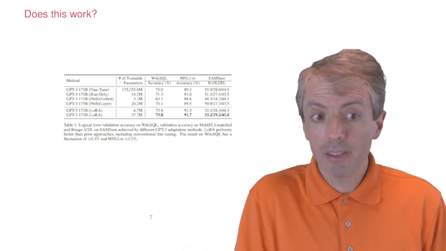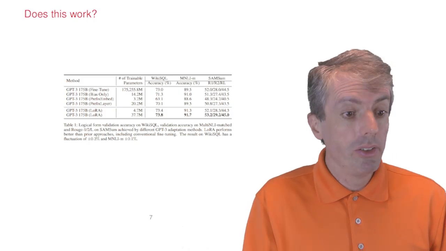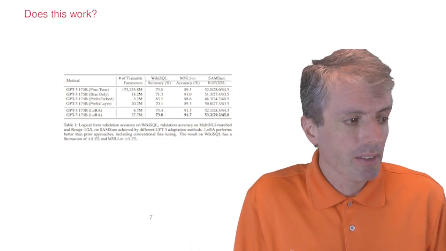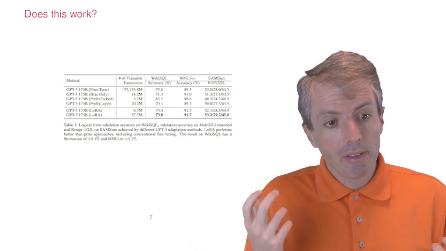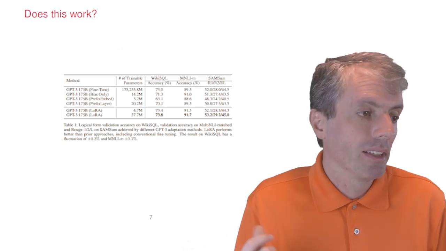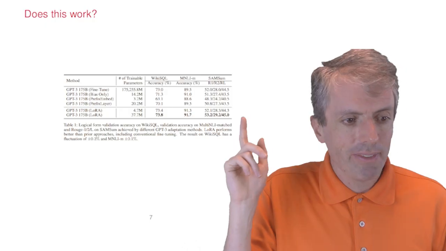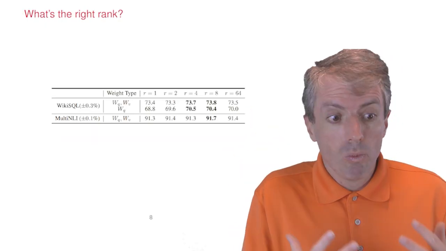So does this work? The short answer is yes. You're able to update models to do better on a task that maybe it hasn't seen before using a lot fewer parameters, and sometimes it wins over doing full fine-tuning. And I bet if they tried harder, they could have gotten the fine-tune to win, but you can get a bigger bang for your buck by doing it like this. What's the right rank?